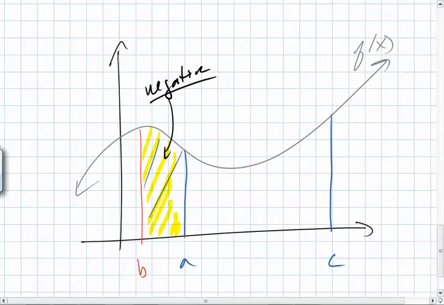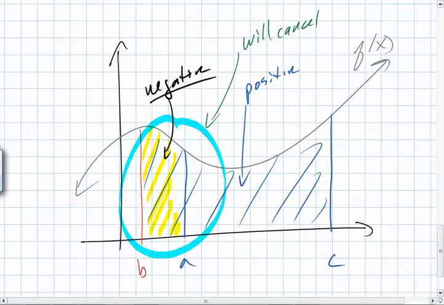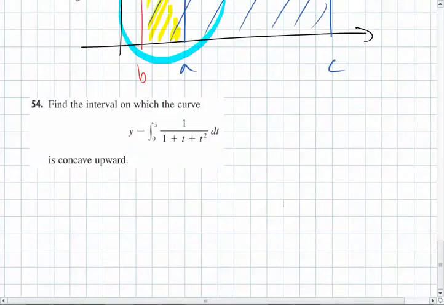Then you're going to add all of this, which is going to be positive, but what's going to cancel out? Yes, this will cancel. And what are you left with? A to C. So does it matter where B is? Not at all. Then again, it doesn't really matter what B is at all, so what are you going to choose? 0.